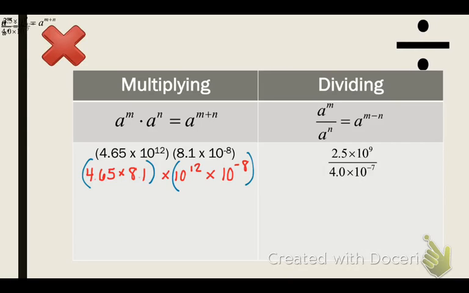So hopefully you see that we have these two values, and then right here we have like bases. So I'm just going to use my calculator and figure out what 4.65 times 8.1 is, and I get 37.665 times, here I've got like bases, so I keep my base and I add my exponents, would be 10 to the 4th power. Now it's almost in scientific notation, but this value is too large, so I need to shift my decimal point 1 to the left, 3.7665.